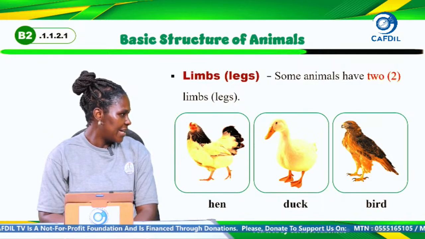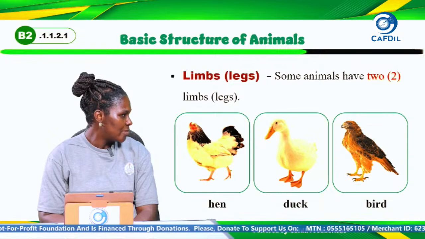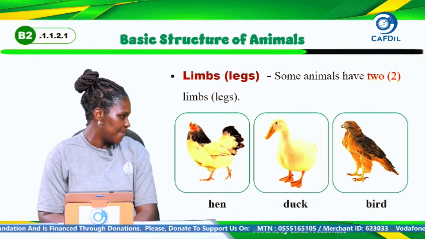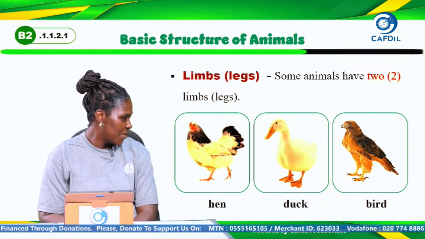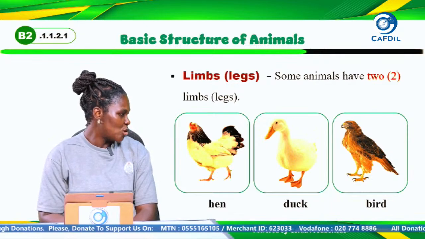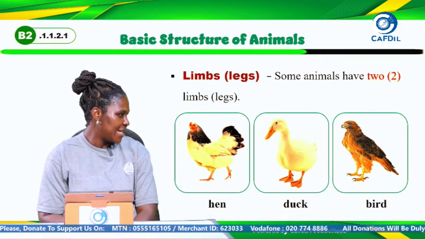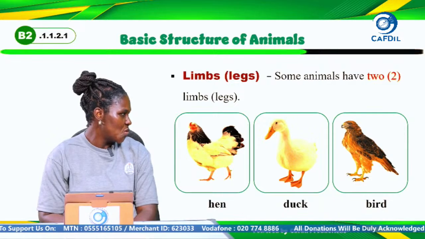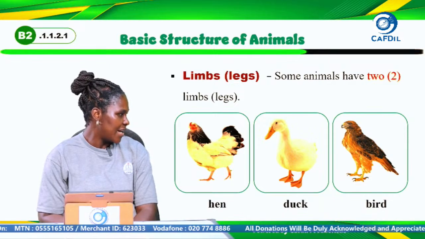Limbs or legs. Some animals have 2 limbs, as we can see. The hen has got 2. The duck has got 2. And the bird has also got 2 limbs or legs.